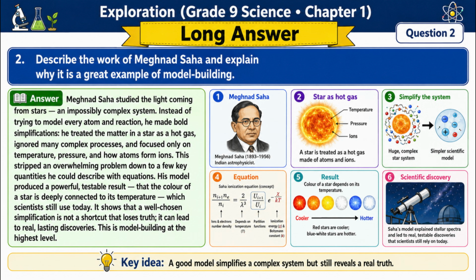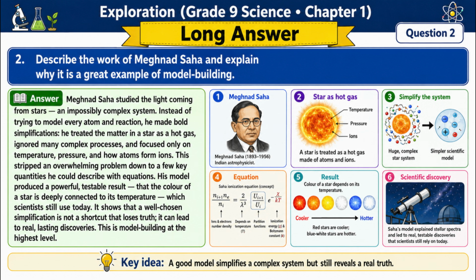Meghnad Saha studied the light coming from stars, an impossibly complex system. Instead of trying to model every atom and reaction, he made bold simplifications. He treated the matter in a star as a hot gas, ignored many complex processes, and focused only on temperature, pressure, and how atoms form ions. This stripped an overwhelming problem down to a few key quantities he could describe with equations.